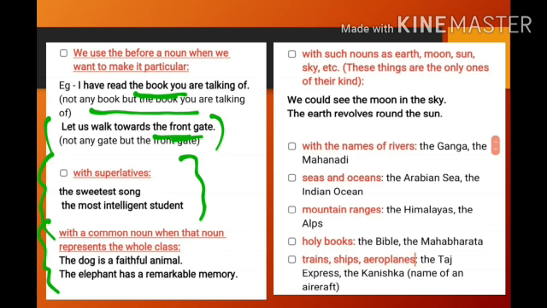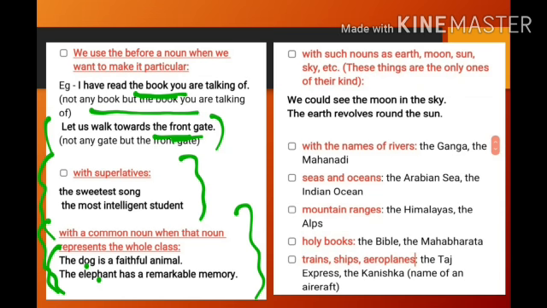With a common noun when that noun represents the whole class. देखो dog and elephant, they both here are common nouns और इसके बारे में हम लोग the लगा रहे हैं क्योंकि पूरा जो डॉग प्रजाति है, पूरा जो एलिफेंट प्रजाति है उसके बारे में here we are talking, and that's why we have used the before both the nouns.